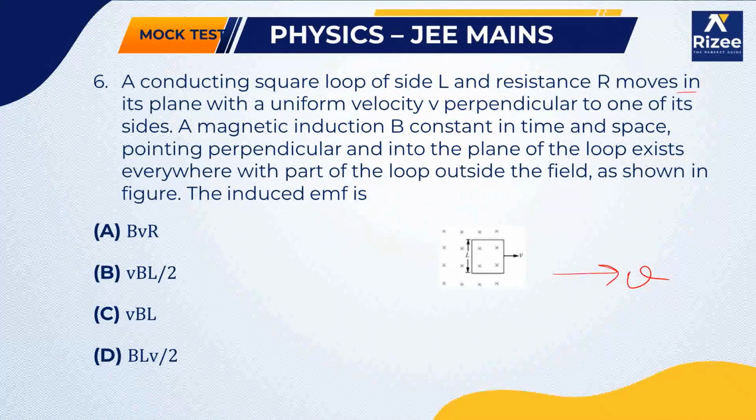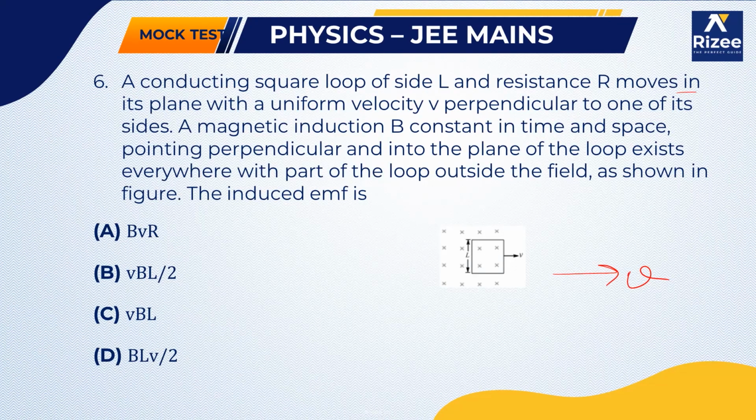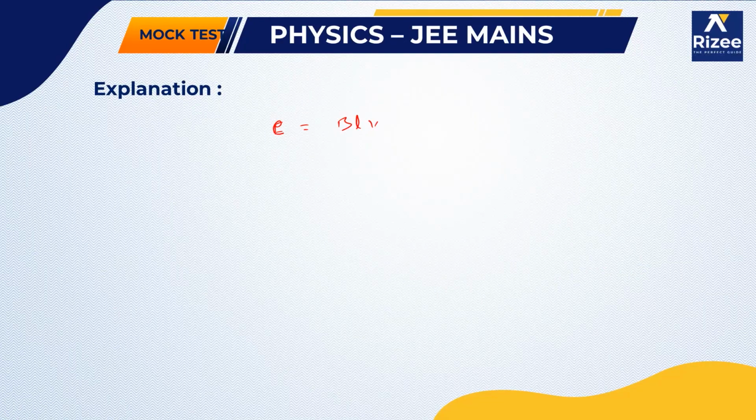According to the induced EMF conditions, what is the induced EMF? Induced EMF is equal to, the general formula is going to be BLV, where L is the effective length. Now coming to the question here, how do you express this particular thing in terms of the cross product? If you put it in cross product form, sixth question.